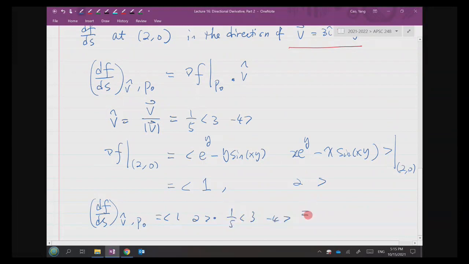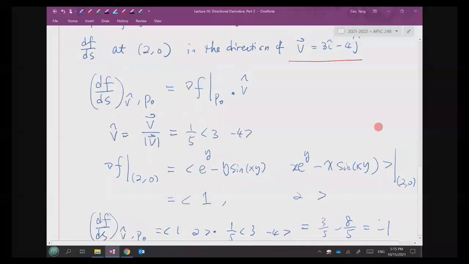And so what do we have here? So 1 times 3/5 minus 8/5. So -5, -1. The directional derivative is -1. So you have a negative value. So that basically means you have a decrease in the function f if you go in that direction. Right, so that's just a very straightforward application of the formula for directional derivative.